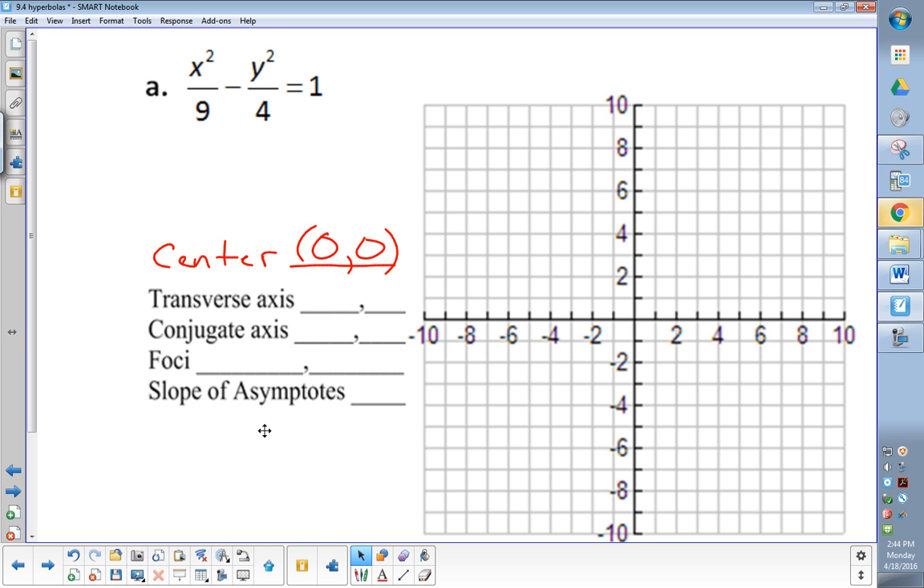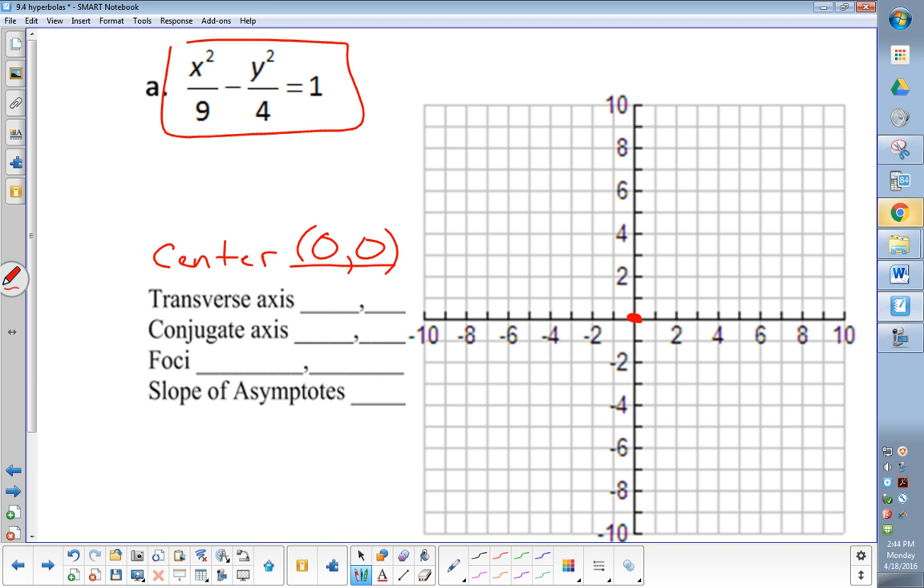Okay, so we started off finding our center, whatever's with our x and our y. That's at 0, 0, so I'm going to go to the middle and put our point. This is a hyperbola and not an ellipse. Okay, look at that equation. It looks very, very similar to an ellipse, but it's not.